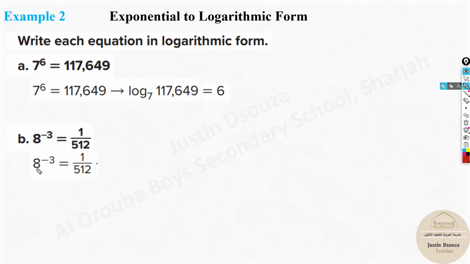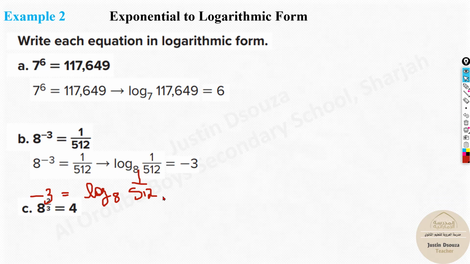Here, all you need to do is whatever is the power comes down and this goes to the other side. So minus 3 comes down and log base 8 of 1 by 512. This is the answer. I hope this is clear.